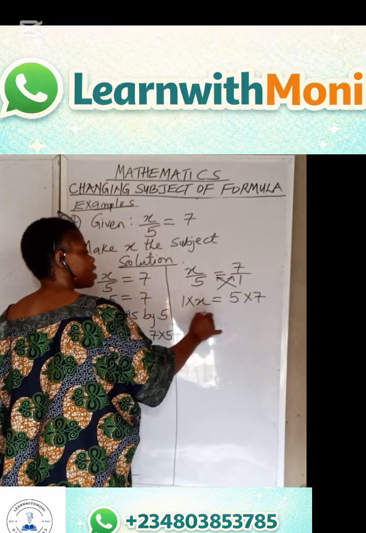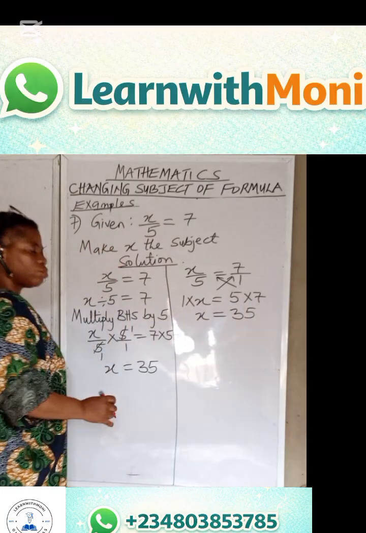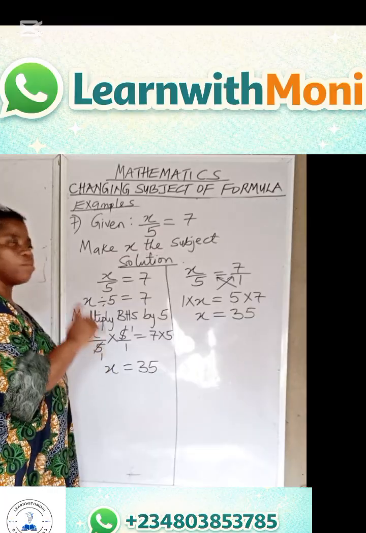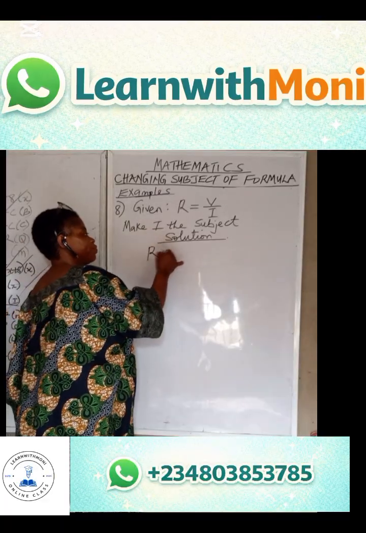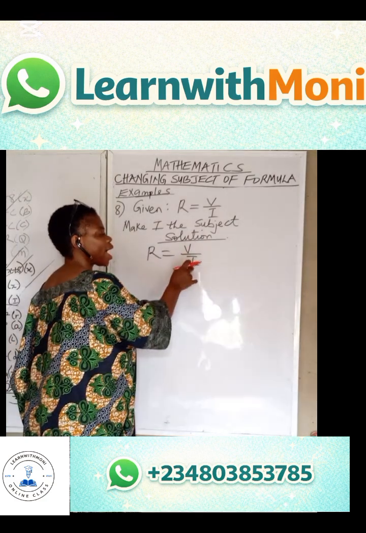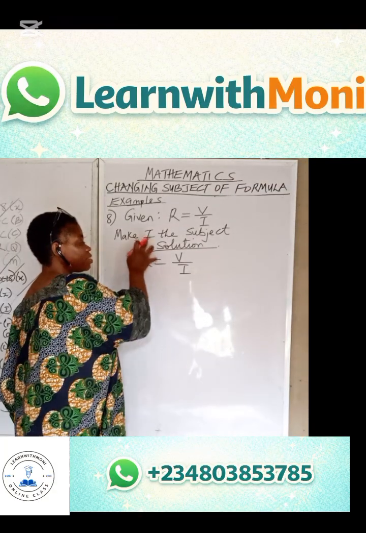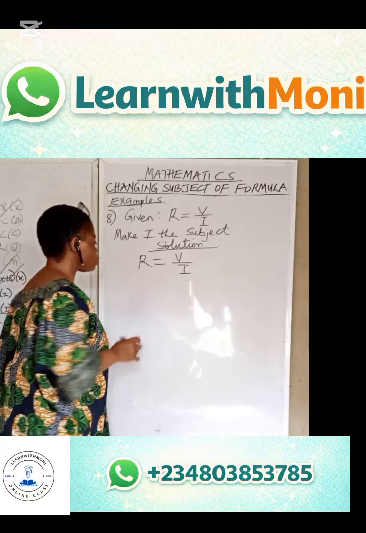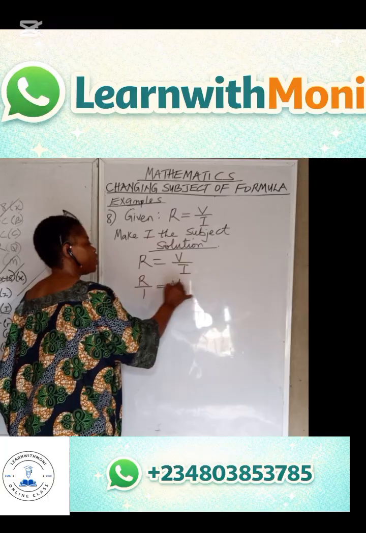1 times x is x, 5 times 7 is 35. Whichever way you choose to go about this, both of them are correct. R equals V over I, and we desire to make I the subject of the formula. At this point, I can represent what I have on my left hand side as a single fraction as well. This means R over 1 is equal to V over I.